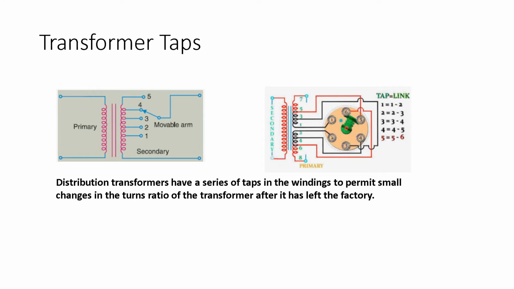Okay, now this is the primary winding of the transformer and this is the secondary winding, and at some points we have taken output, and these are called taps. This is the major part of the secondary winding, and these are the tapped connections which can be selected with the help of these movable arms.